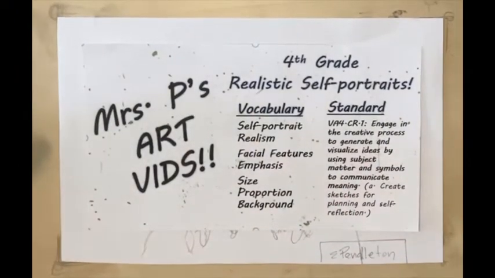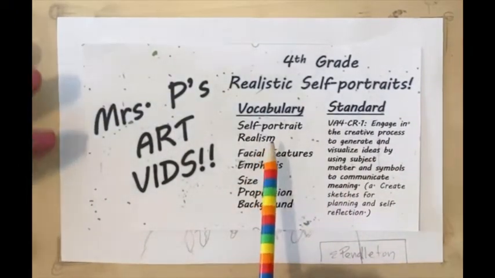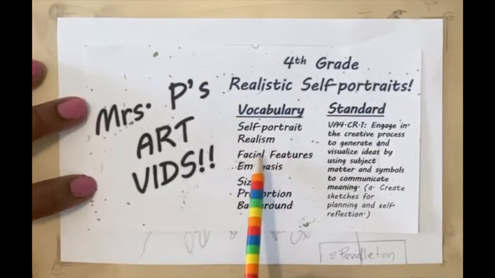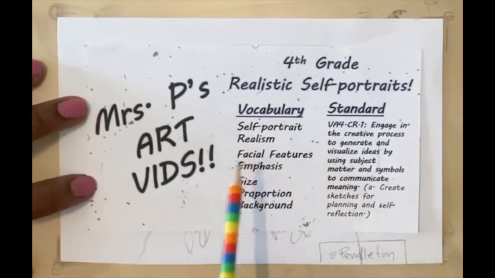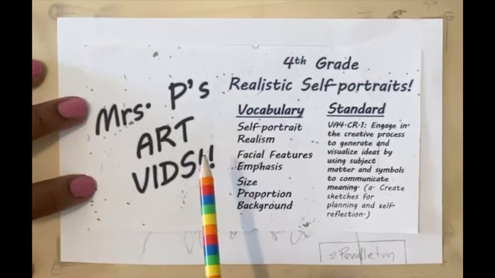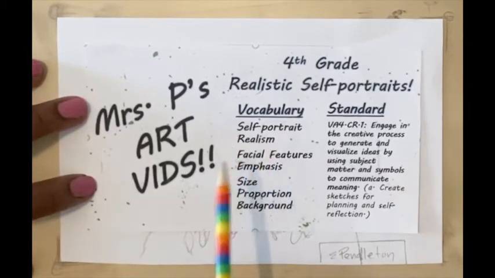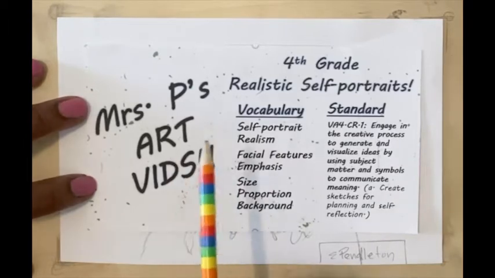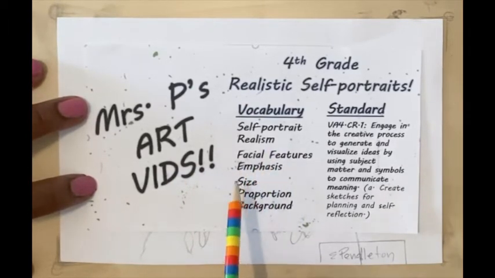Okay, fourth grade artists, here we go. Let's go over our vocabulary first. We already talked about our self-portrait, a picture of yourself. And we talked about how we're expected to use realism with this project. Photorealism, no. Should it look exactly like a photograph? Absolutely not. We're just trying to avoid using simple geometric shapes like regular circles, ovals, triangles, and those types of shapes to represent our facial features.